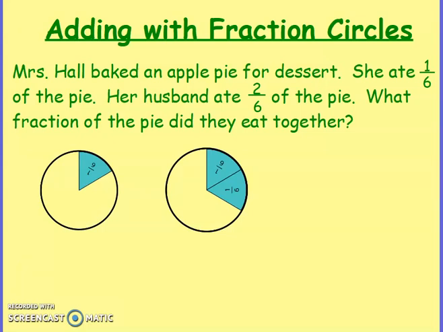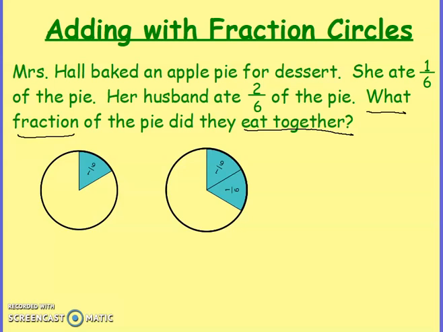Miss Hall baked an apple pie for dessert. She ate 1/6 of the pie. Her husband ate 2/6 of the pie. What fraction of the pie did they eat together? We can tell that this is an addition problem because they're wanting to know what fraction they ate together. This is an example of when it's a problem talking about eating, but it's not going away. It's not a subtraction problem. It's an adding problem. We're putting together the pieces that I ate and then my husband ate.